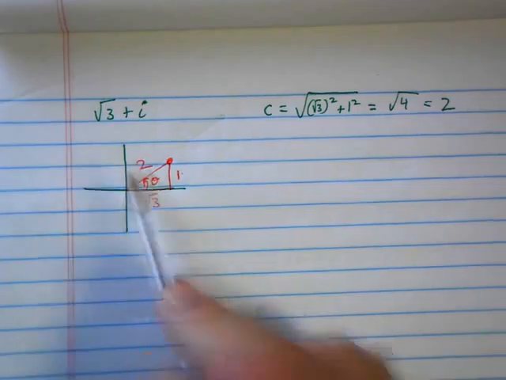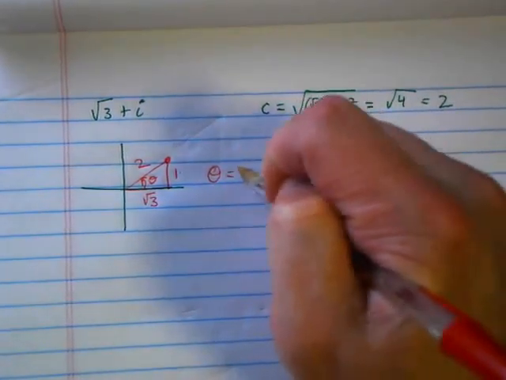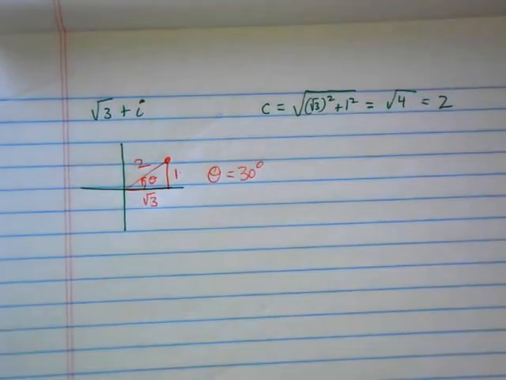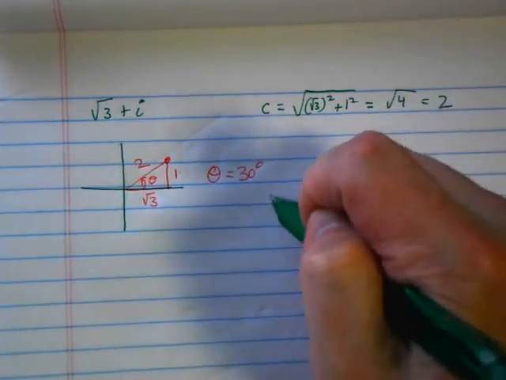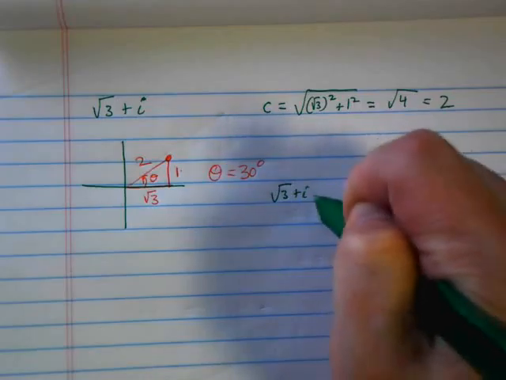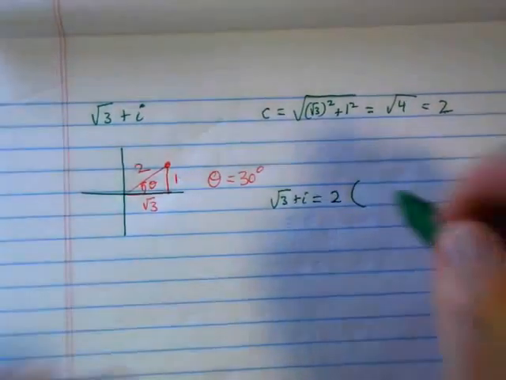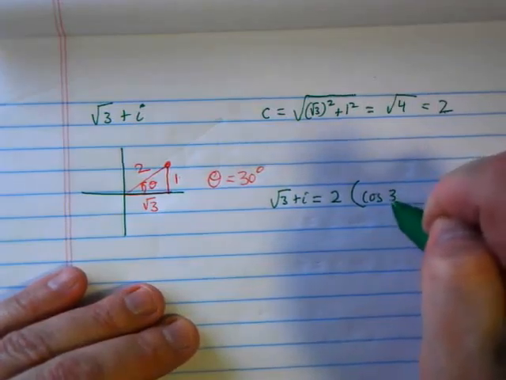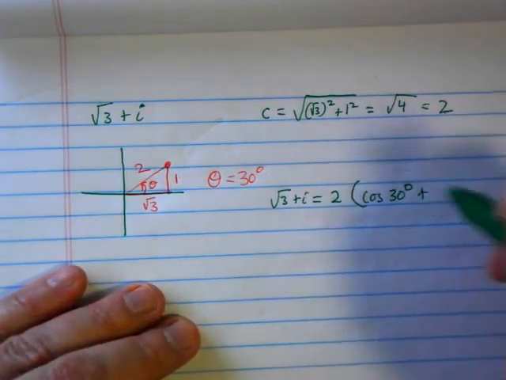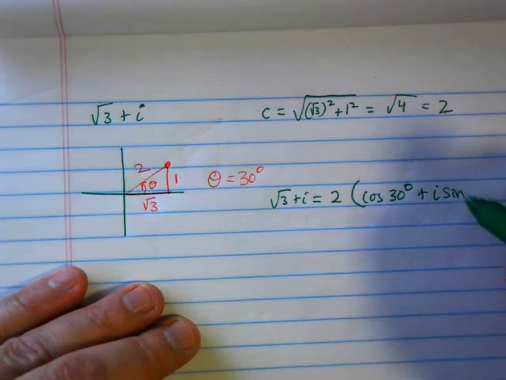You're absolutely right. So here again we have one of our special angles, 30 degrees. Our final answer would be square root of 3 plus i is, c is 2 times cosine of 30 degrees plus i sine of 30 degrees.